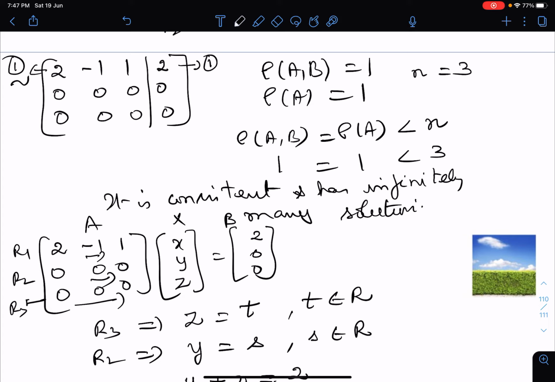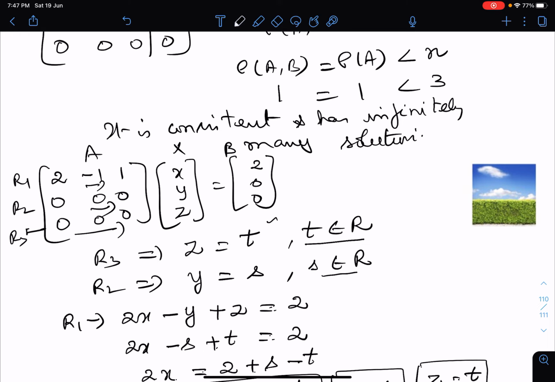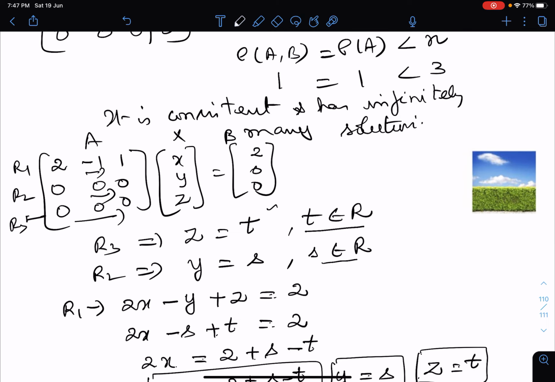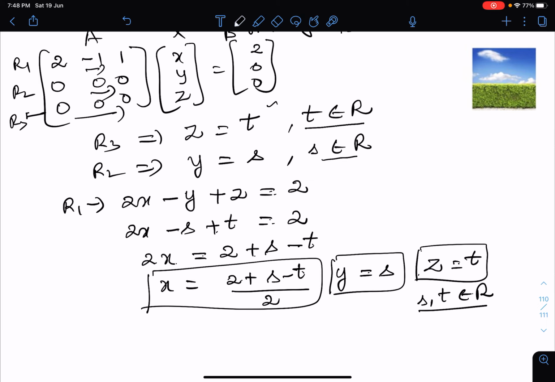If the rank is 1, using back substitution, separate your augmented matrix into Ax equal to B. In back substitution, row 3 is all 0, so for z we put a variable t, where t belongs to R. Similarly the second row is also fully 0, so for y we substitute s, where s belongs to R. Now coming to row 1, we have 2x minus y plus z equal to 2. Substitute y as s and z as t and bring them to the right hand side. You get the solution x equal to (2 plus s minus t) by 2, y equal to s and z equal to t, where s and t belong to R.